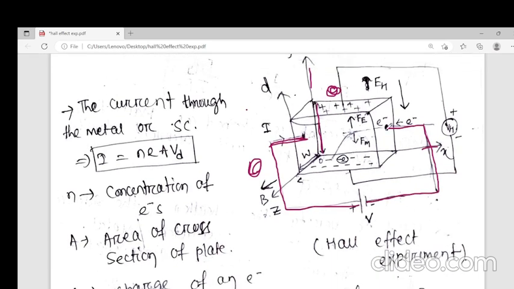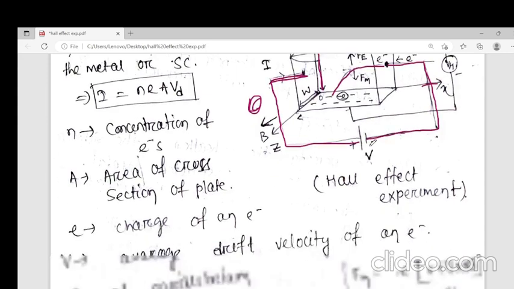So when the electron is moving in the minus x cap direction, due to the magnetic field it tries to divert its path along minus j cap. That means when the electron is moving in minus x cap, it tries to drift towards minus j cap, because the magnetic force tries to divert its path.